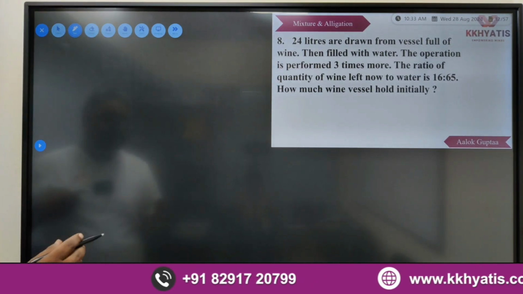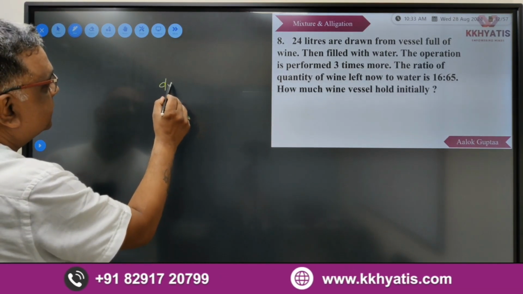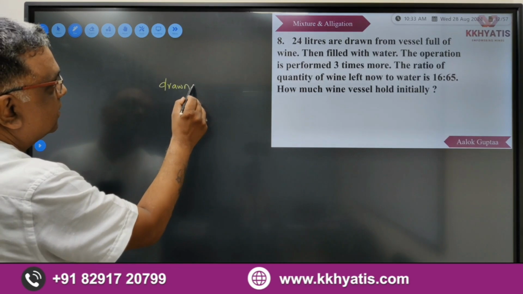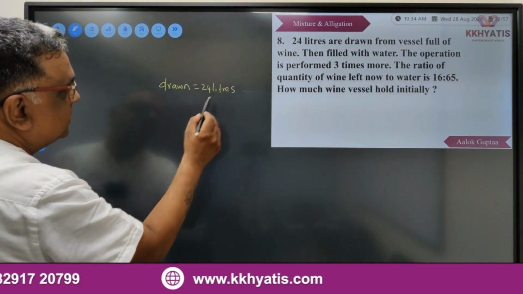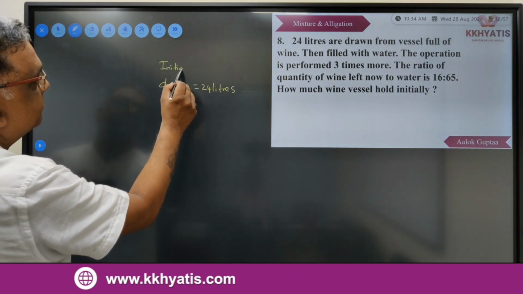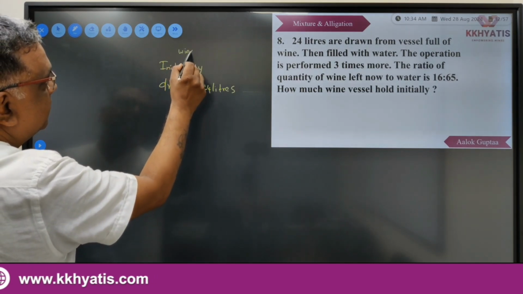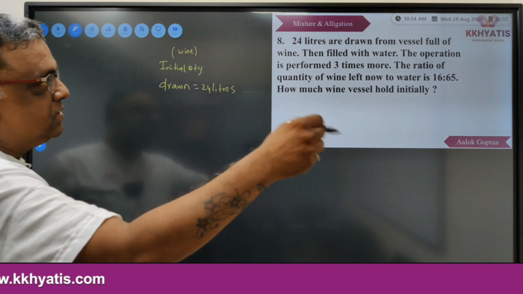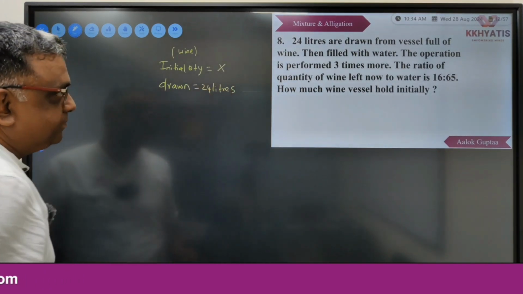So let's try to understand this sum. How much is drawn? 24 liters. What is missing here? Initial quantity. Initial quantity of, I'm talking about wine here, because wine is the quantity which is constantly getting removed. I will assume that as X.